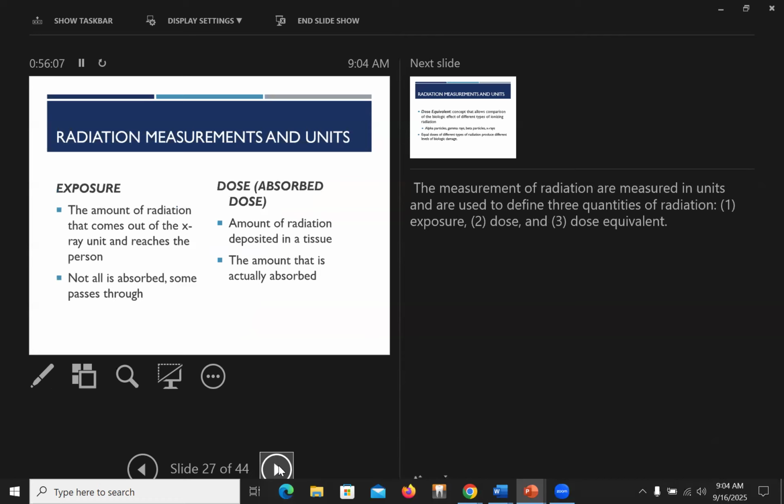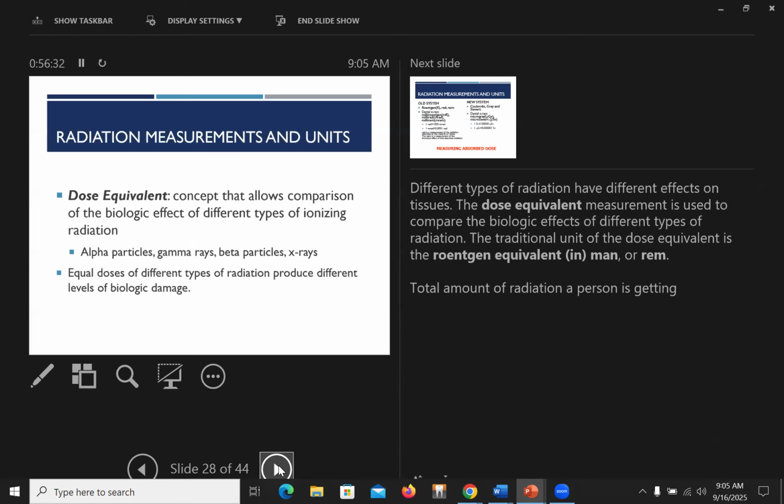So exposure versus dose. Exposure is the amount of radiation that comes out of the X-ray unit and reaches the person. Not all of it is absorbed. Some passes straight through. We talked about that when we were discussing scatter. The dose, or the absorbed dose, is the amount of radiation that's literally deposited into the tissue, the amount that's actually absorbed by the cells. So we kind of think of those as two different things.